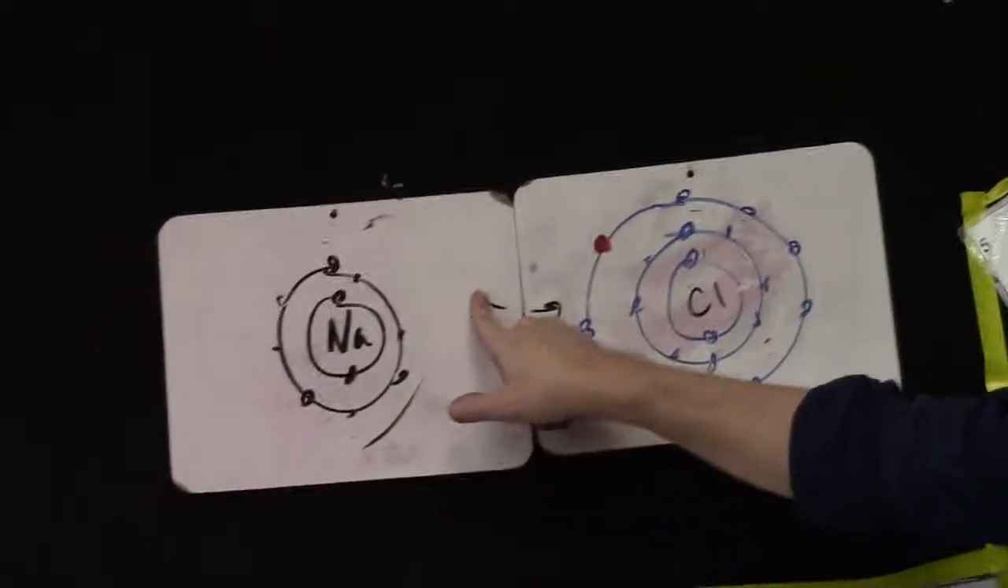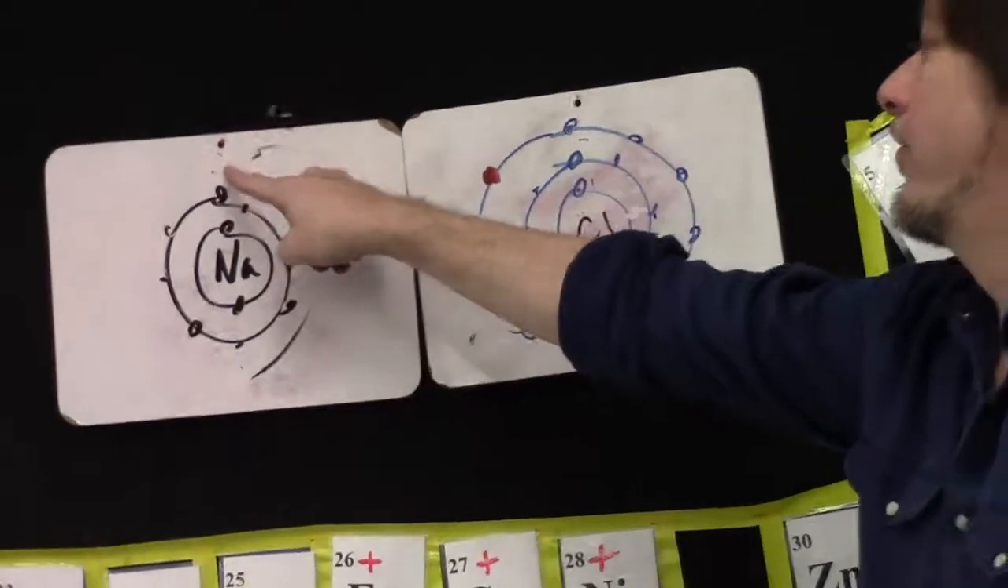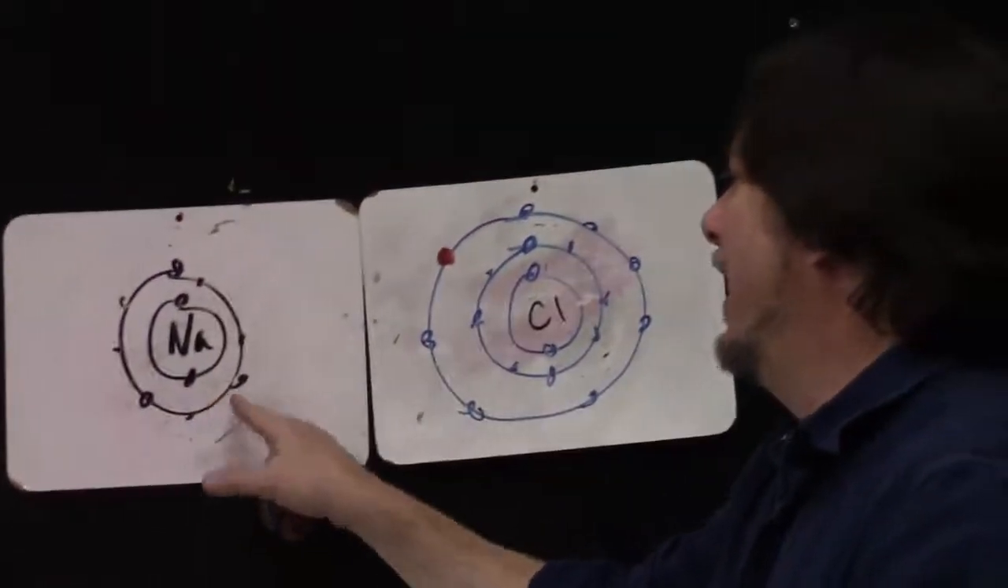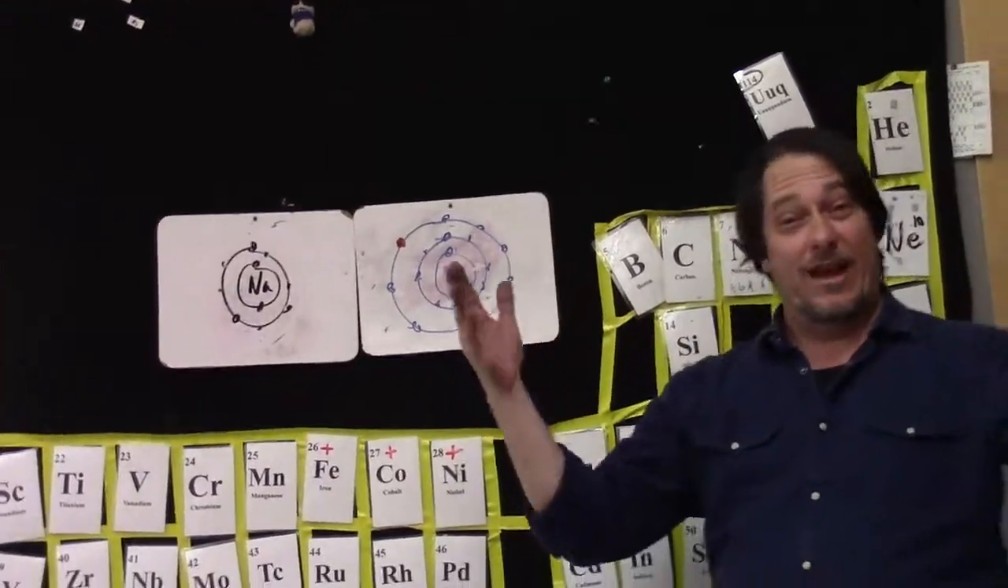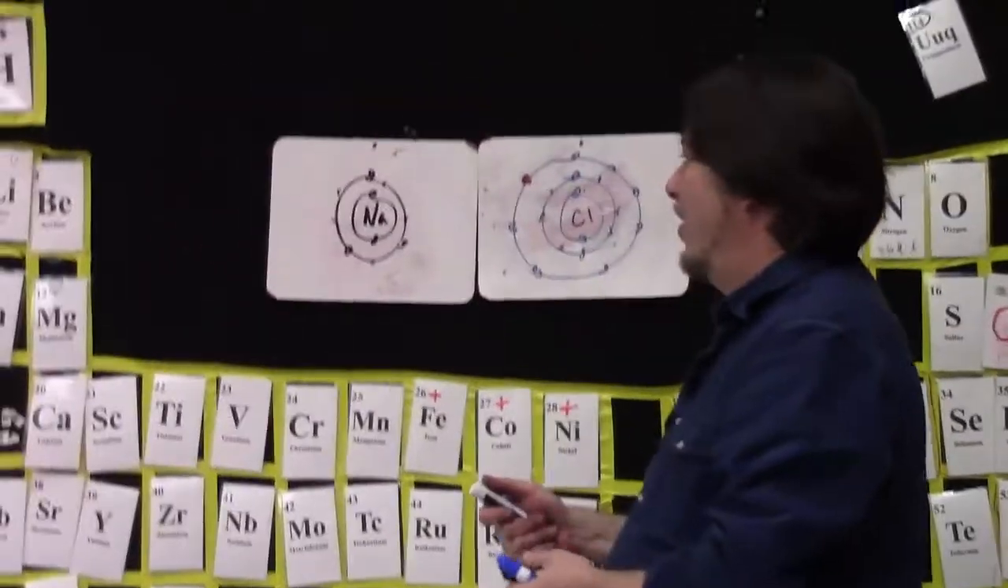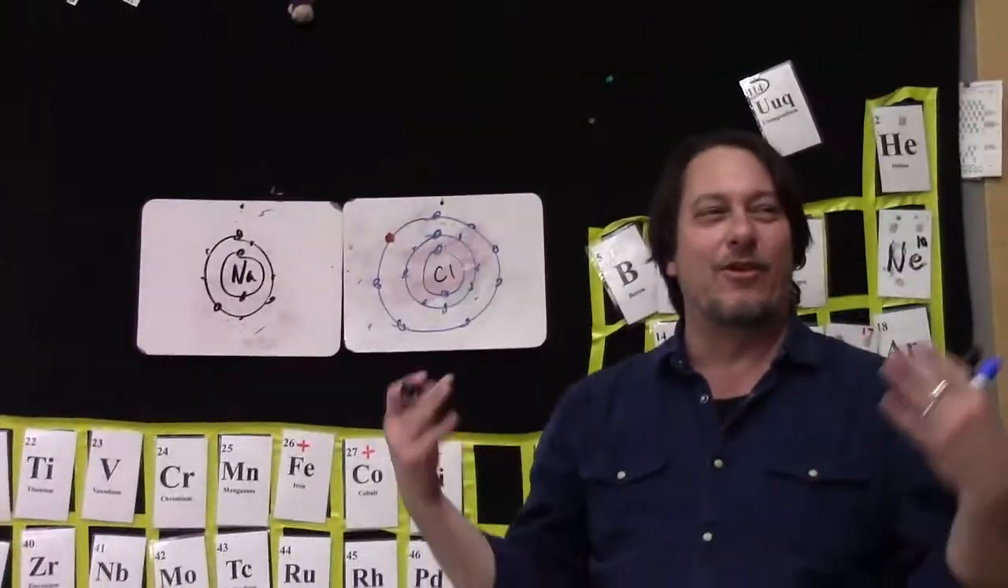But yeah, so here's the thing. Sodium loses that electron, and all of a sudden it has a full outer shell. Chlorine gains an electron, and all of a sudden it has a full outer shell, and they're super happy. And they never see each other again? Well, no, they do. That's the thing. They stay with each other for a long time.